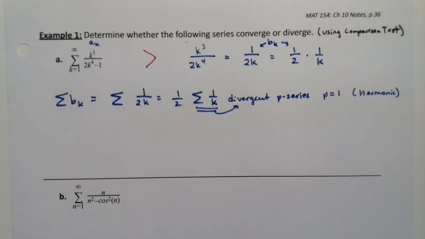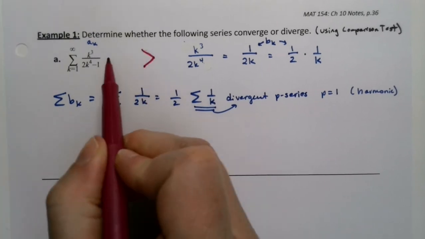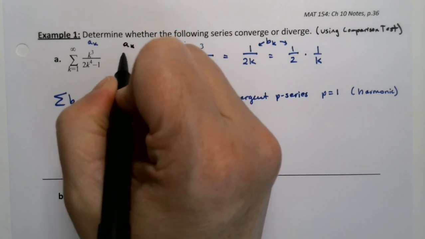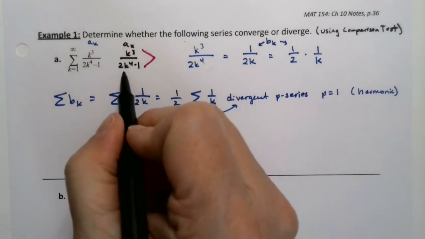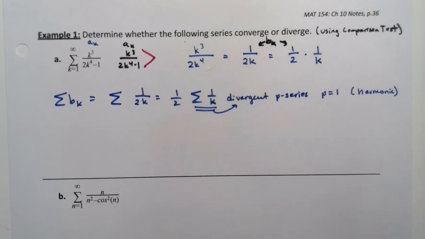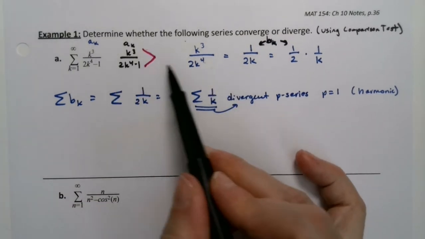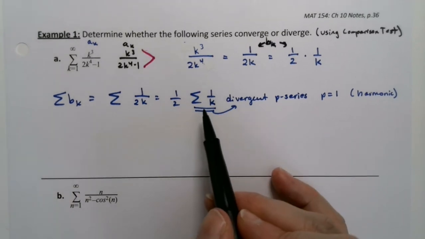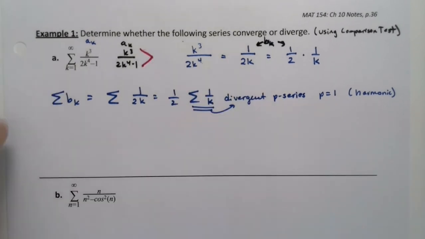Okay, so let's think about this. I have a b sub k that is smaller than my a sub k. Actually, I should have written a sub k. A sub k is k to the third over 2k to the fourth, take away 1, right? So there's a sub k. Here's b sub k. When I think about that b sub k as a series, right, because these are the sequences up here, but when I think of this comparing the series, 1 over k is really the series I'm comparing to, and that's divergent. So I have a smaller series.